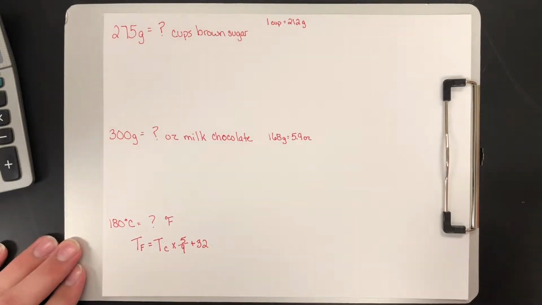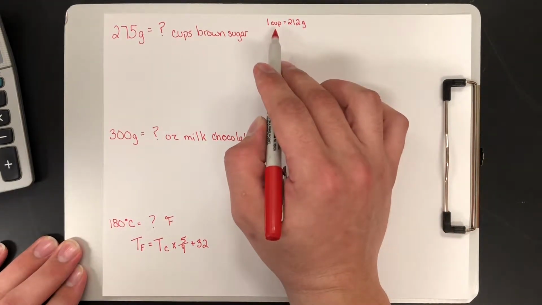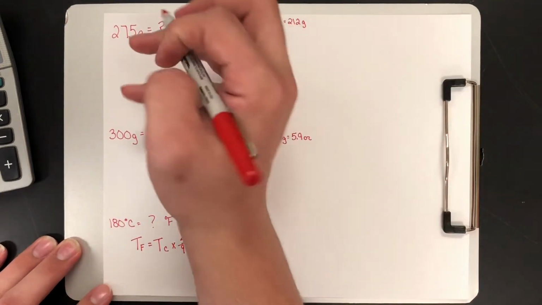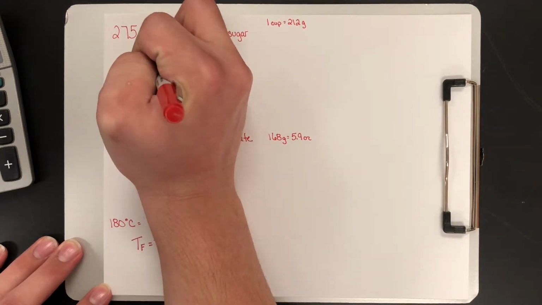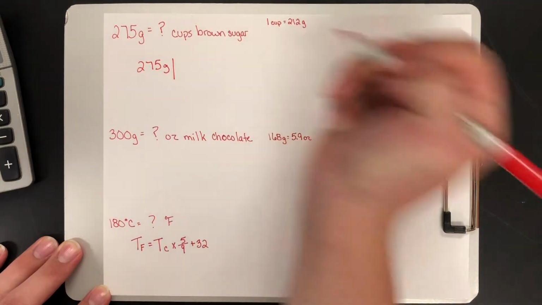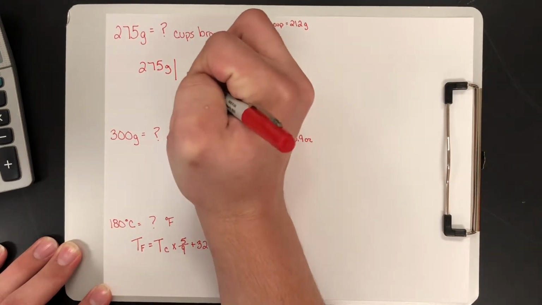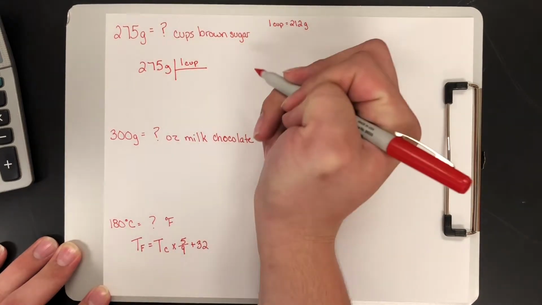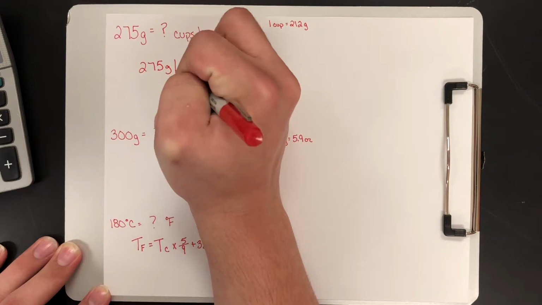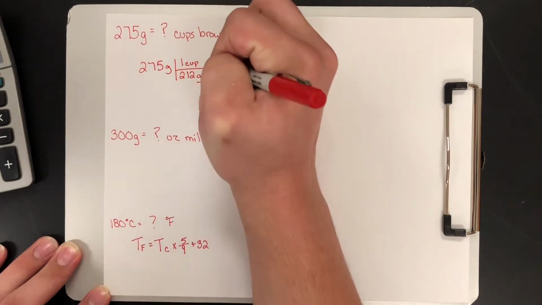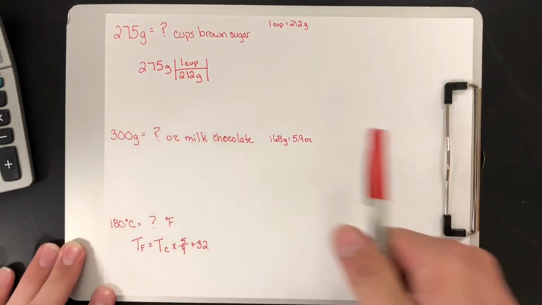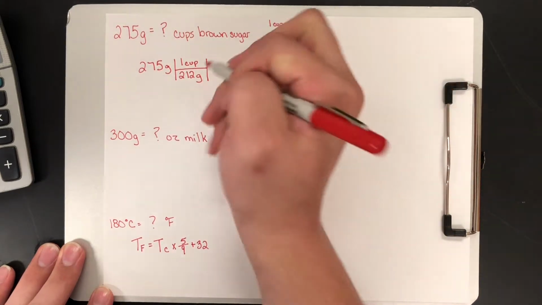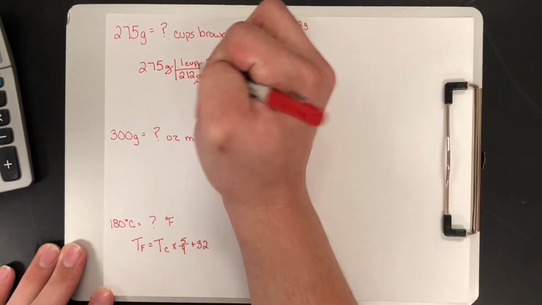In the assignment, it gave us an equivalency that 1 cup of brown sugar is equivalent to 212 grams. So you would write out 275 grams and 1 cup is equivalent to 212 grams. And all you would do at this point is divide 275 divided by 212, because the grams would cancel out and that would leave you with your units of cups.